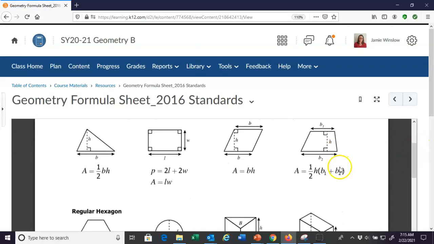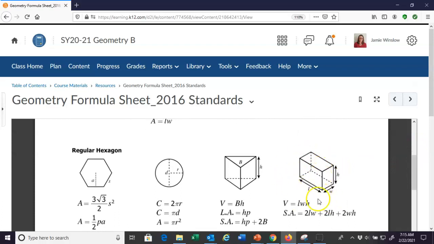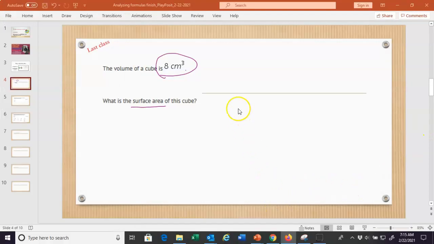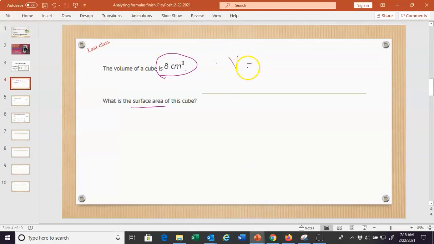All right, volume of a cube. So we're looking for a cube. Here it is. Volume is length times width times height. That's all we were given, so that's what we're going to start with. Volume equals length times width times height, which is 8, right?